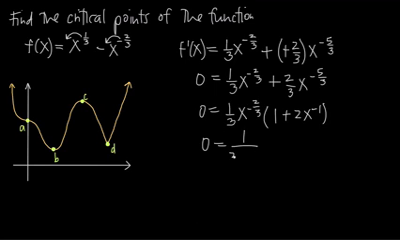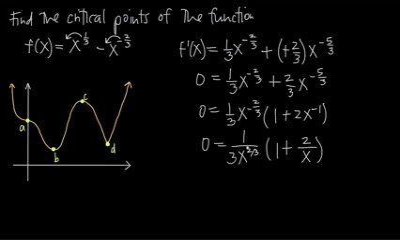So we're going to have 1/3, and then this x to the negative 2/3 moves to the denominator to become x to the positive 2/3, multiplied by 1 plus, and same thing here, 2 is going to be in the numerator, and x to the negative 1 becomes x to the positive 1 in the denominator.